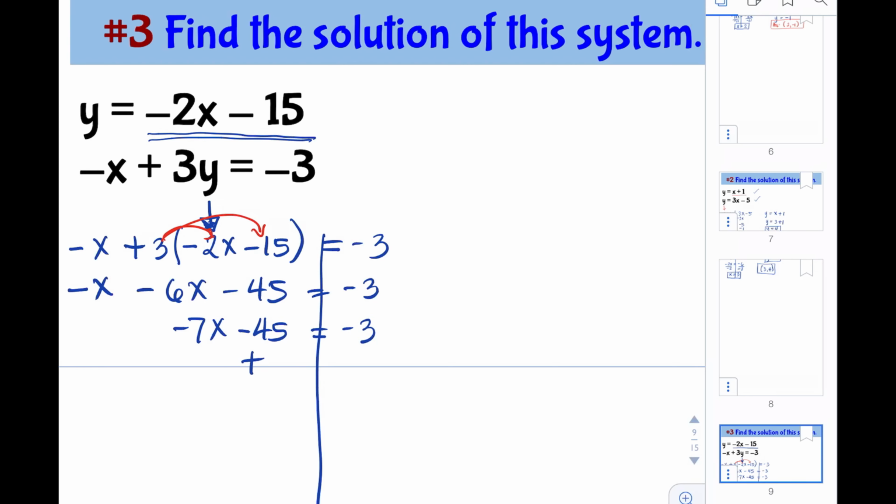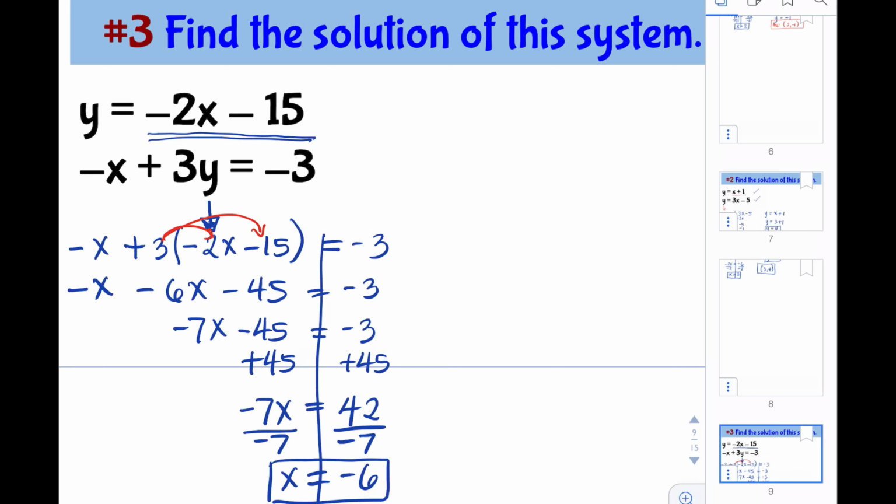Now we need to add 45 to both sides, and we will get negative 7x is equal to 42. And finally, we can divide both sides by negative 7, and our x value is negative 6.